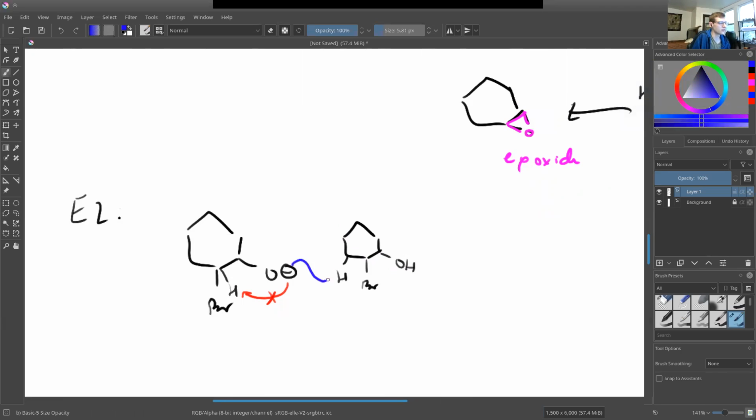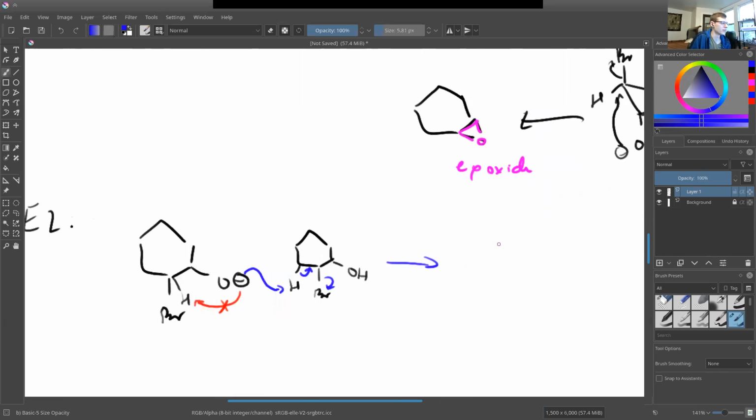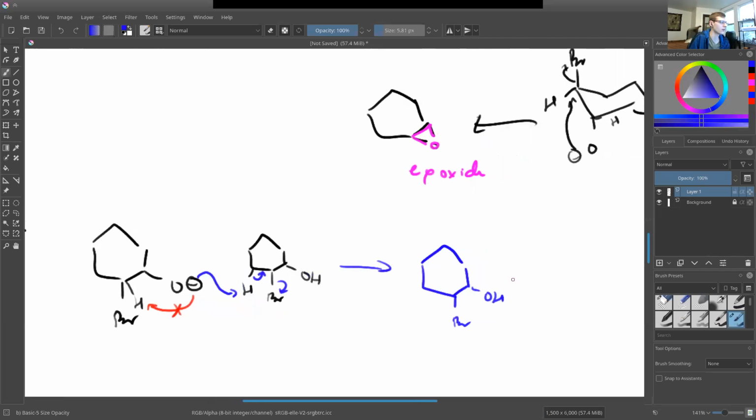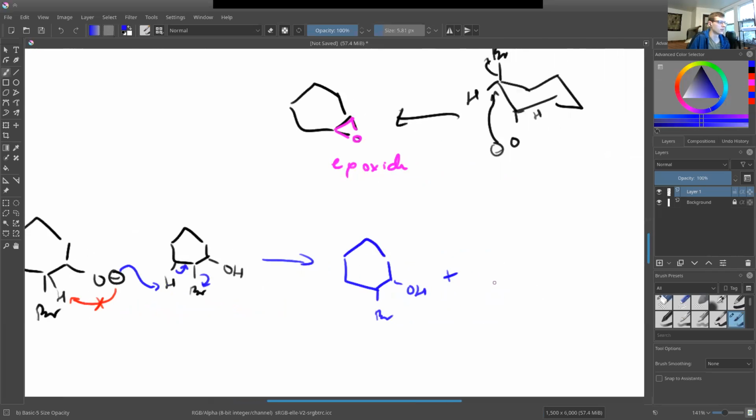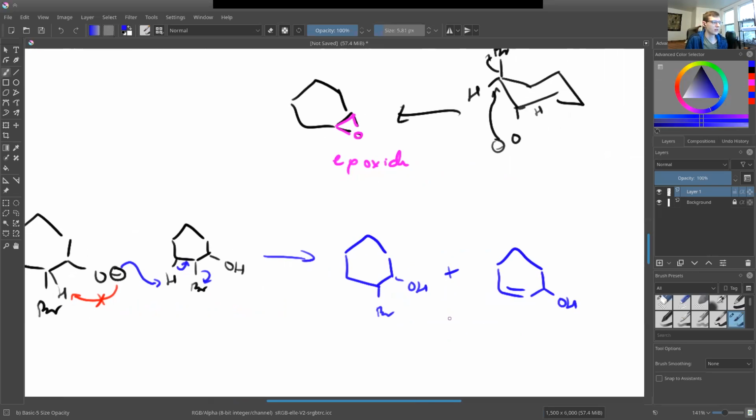Yeah, so you could do something like this. It's possible. So we recover that alcohol, and we also wind up getting something with a double bond over here. Yeah, so you could do something like this too, I guess.